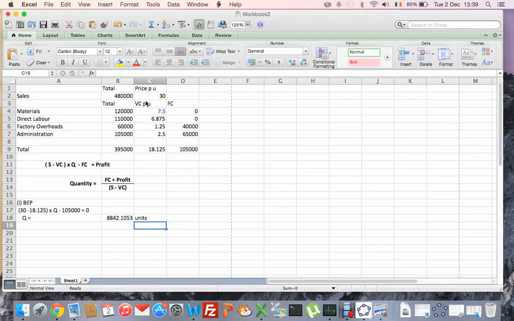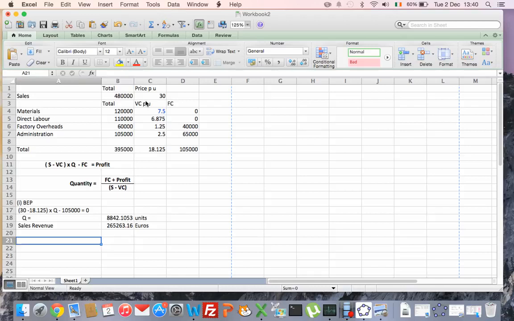We need to turn that now into euros. So to do that, I'm going to use my sales revenue. So that's how much money I will take in if I sell that number of units, the 8,800 units. I could use the total cost as well. I'll get the same figure. So sales revenue is going to be €30 per unit multiplied by the 8,800. So if I sell €265,000 worth of gear, then I'm going to be at break even. If I sell more, I make a profit. If I sell less, I make a loss.